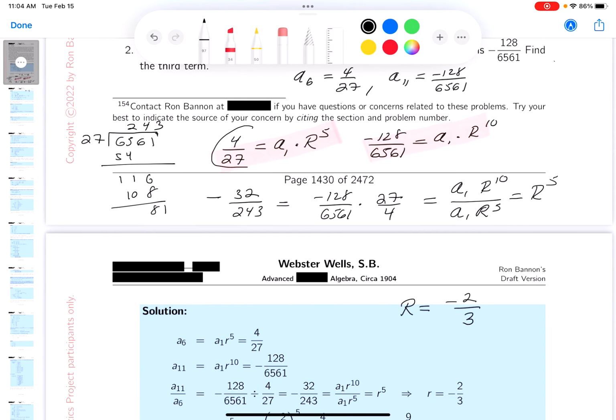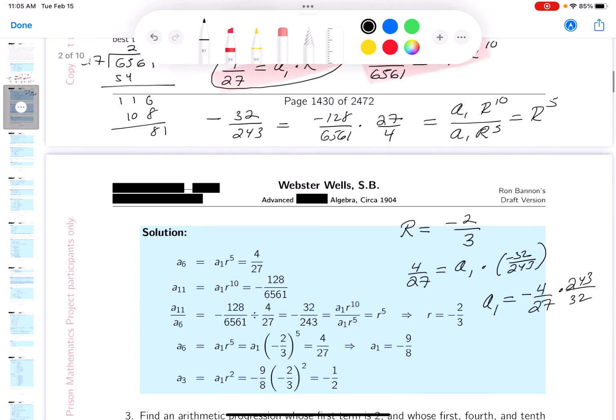Well, I'm going to use an easy equation to figure it out. I'll use this one over here. So what do you get? 4/27 equals A1 times, well, I got to do that now. And I think it's not too difficult to do. I think we just did it, right? So it's really minus 32 over 243. All right, let's see if we can do that. Write A1 down now. A1 is going to be minus 4/27 times 243 over 32. Well, it's not too bad.